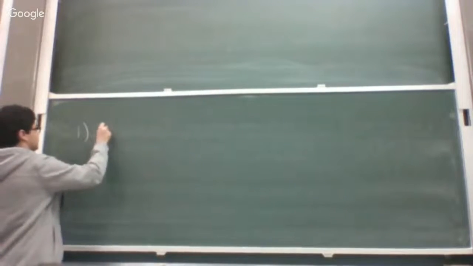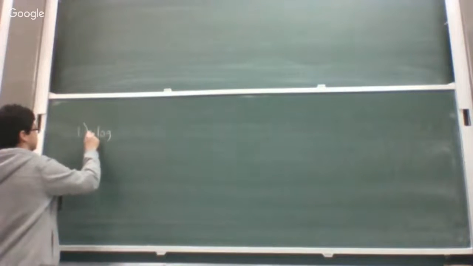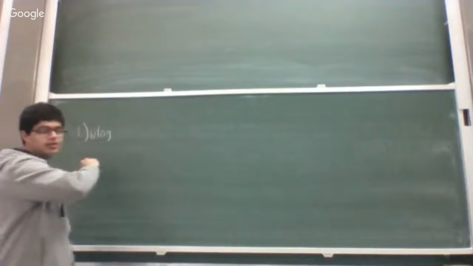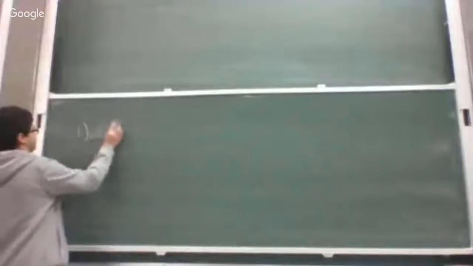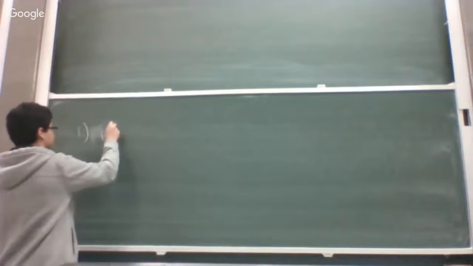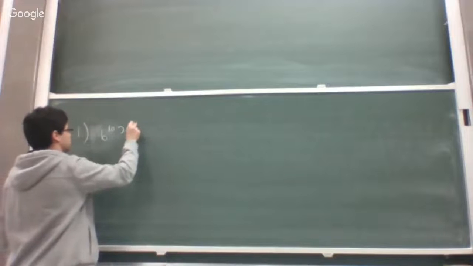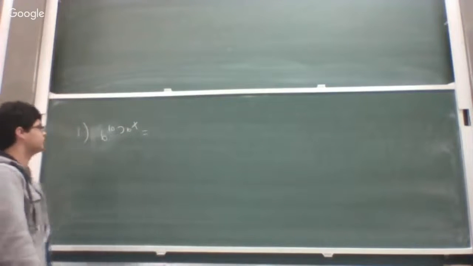So I'll just list some properties of logs. And this is in Dino. B times log base... Nope. B to the power of log base B of x. What does that equal? Or is that too small? Yeah. Okay.